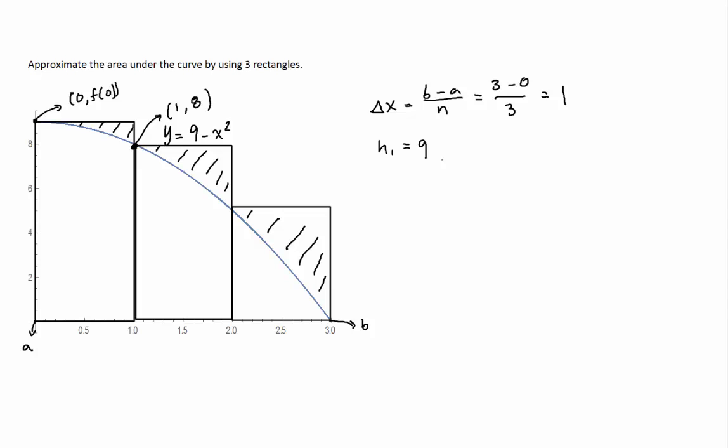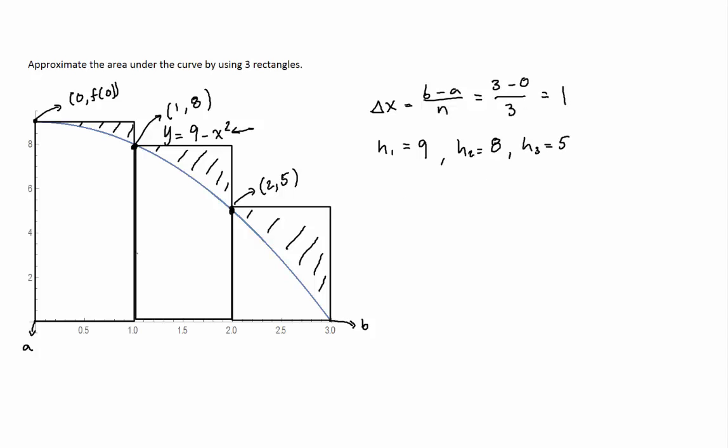So that height is my next height, 8. And this one right here, which I'll make match with my picture, would be the height corresponding to 2, comma, and when you evaluate your 2 in your function, the height of that rectangle would correspond to 9 minus 4, which is 5. So those heights I'm obtaining just by plugging them into this equation right here. So the height for the third rectangle would be 5.